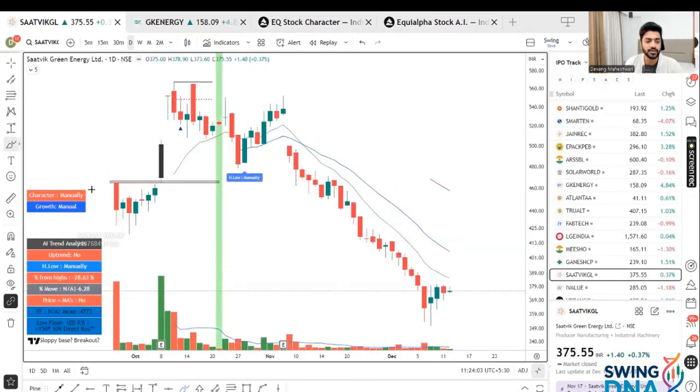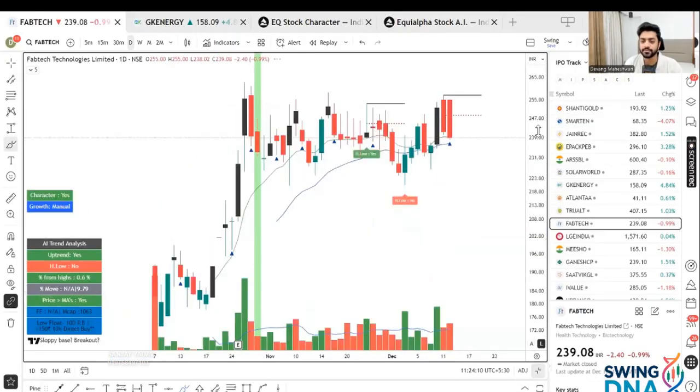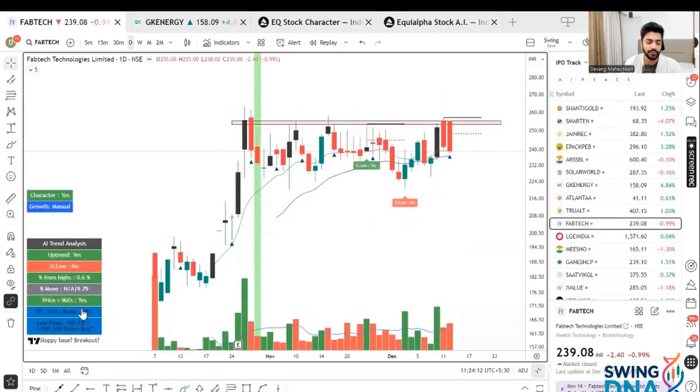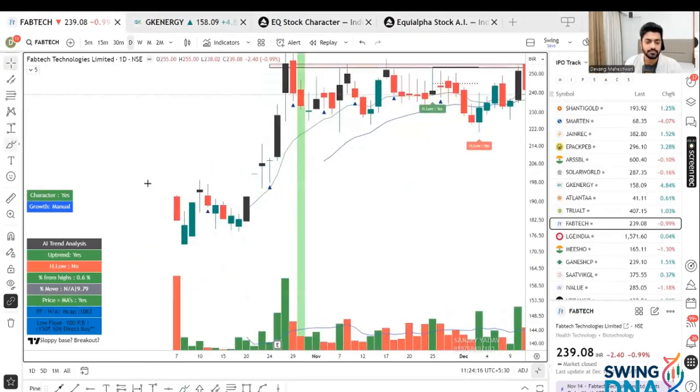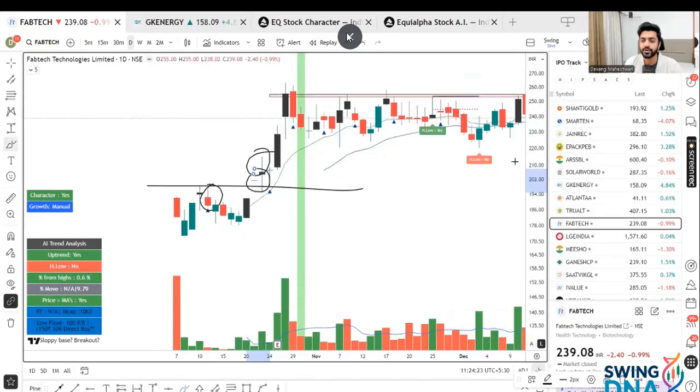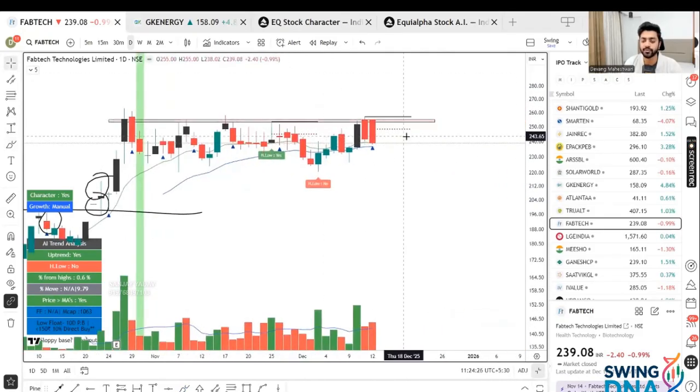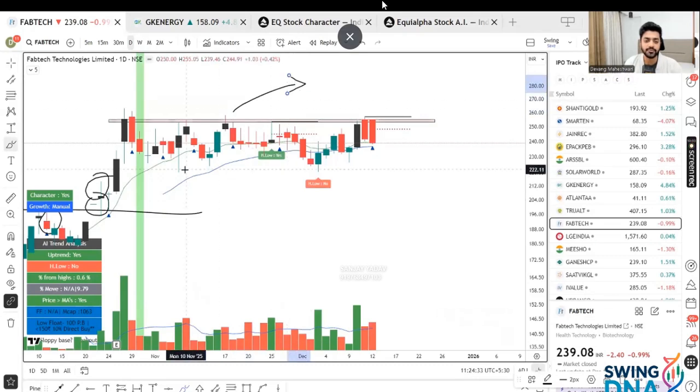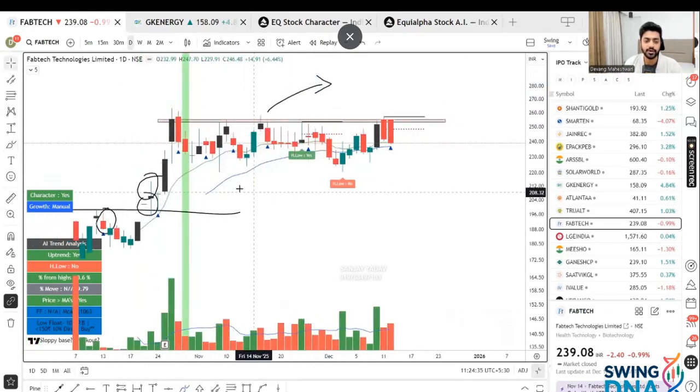This was fine action after the listing. You don't have too high wicks up here. Fabtech, this is again listed in October. We're taking the last 2-3 months of examples and seeing what's going on there. A slight wick up here, then here, kind of a 5% circuit here. In 1-2 days, it moved and then started forming another base. Now this base, what will you call this base? The first consolidation after the listing.